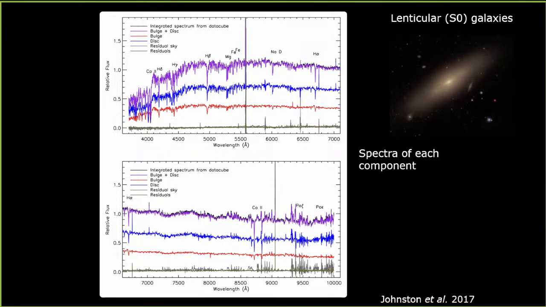So in this plot, the spectrum is divided in two panels just because it's very long, and that is also important. If you want to understand stellar populations in galaxies, you need a long wavelength range, and that's one of the good things that we have. It goes from 4,650 more or less all the way to 10,000 angstroms. And you've got the spectrum of the whole galaxy, and we know which part corresponds to the disk and which part corresponds to the bulge.